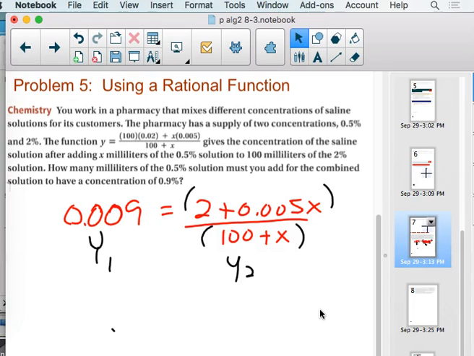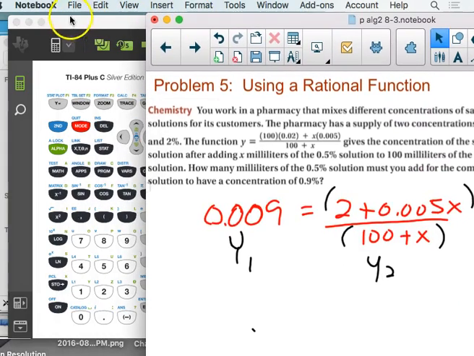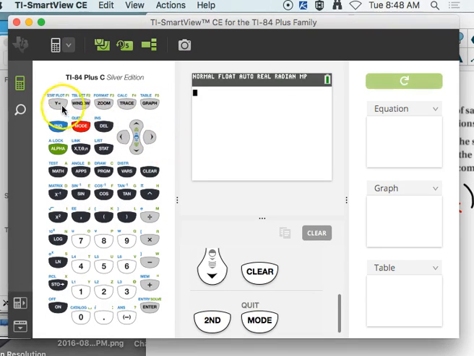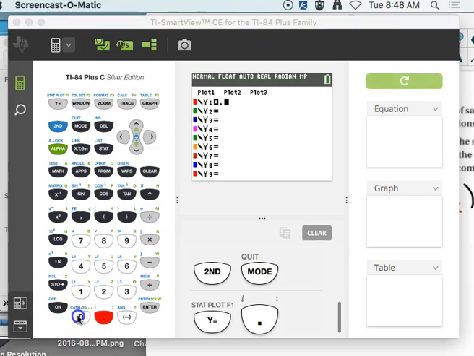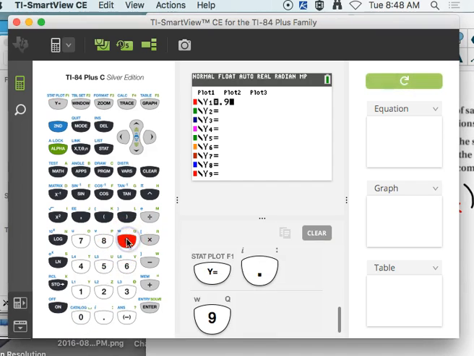Because people were gone yesterday and they were going to have trouble because I had used the television for the calculator, I'm going to use the fancy one on here, and you're going to use your graphing calculator. So let's go into y equals and put our 0.009 in there, and it didn't take it.